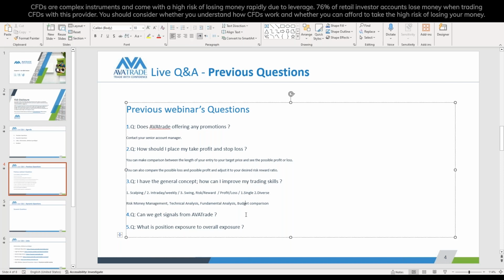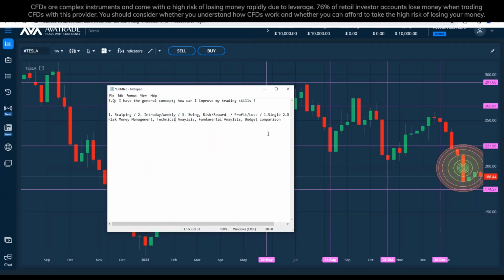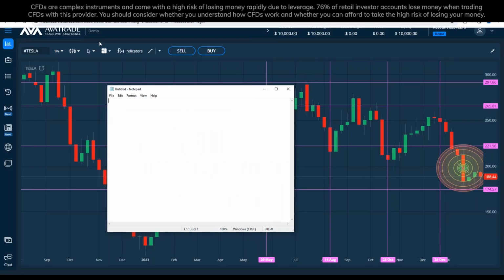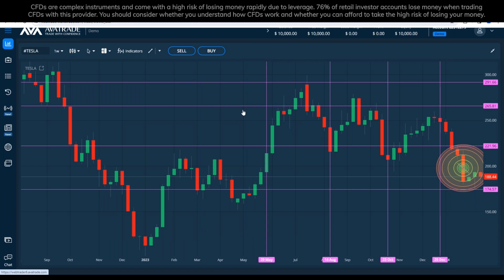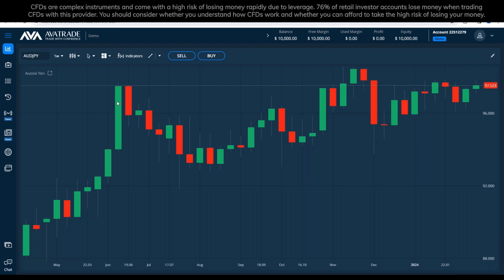Can we get signals from AvaTrade? Yes. So let's go through the signals, which can be easily found here at the left upper corner. Well, not exactly, actually it's in the middle of the toolbar. Sorry, just a second. Okay, I think everything is all right now. I don't know what I clicked to throw me out, but now it seems fine.